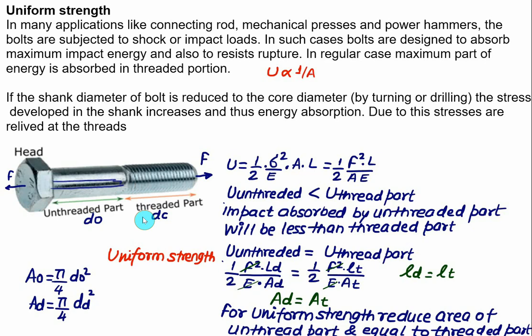If we assume the length of the threaded and unthreaded portions are the same, then one solution to increase the strain energy is to reduce the diameter of the bolt. That can be done by turning or drilling. In turning, we have to machine the surface, and in drilling you have to make a hole. The stresses developed in the shank increase and thus energy absorption increases. So stresses will increase, the strain energy will increase, and therefore the claim is made that the energy absorption will increase. Another advantage is that due to this, the stresses are relieved at the threads.